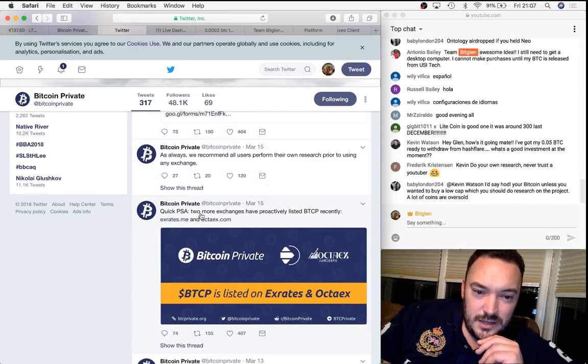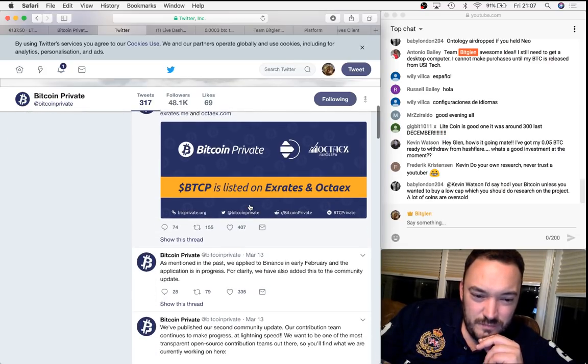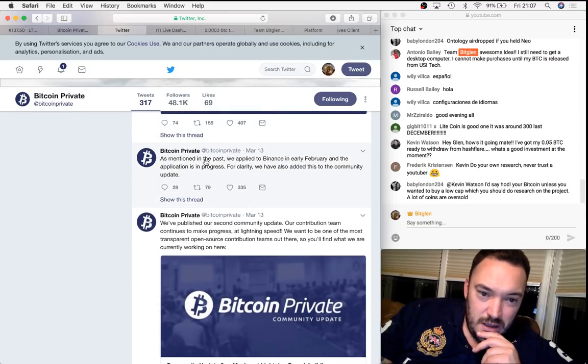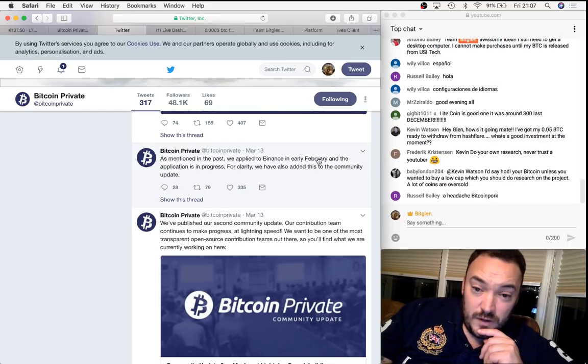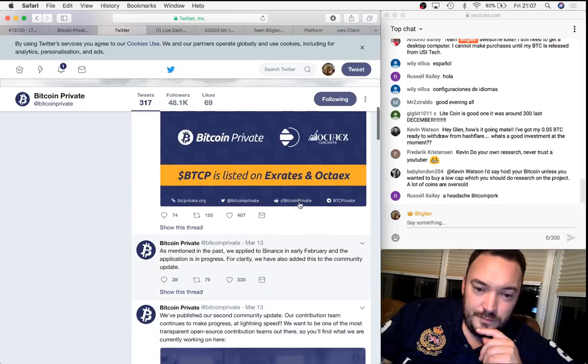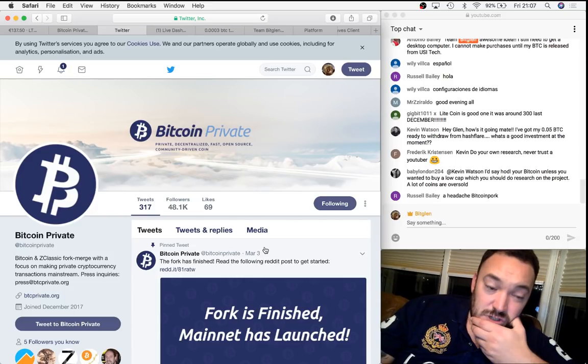Quick PSA. 2 more exchanges have proactively listed BTCP recently. Exchange-rates.me and octax.com. Never heard of either of them, but still, the more exchanges the better. As mentioned in the past, we applied for Binance in early February and the application is in progress. For clarity, we also added to the community update. So it seems like they're actively doing stuff, the team behind it, which is good.